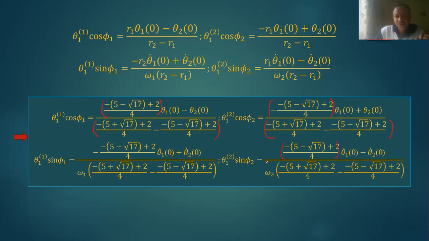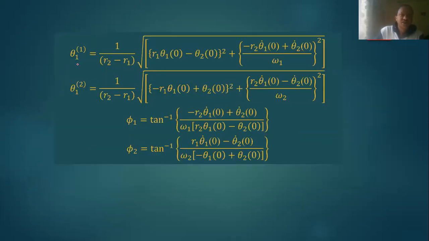Because it is a vibration course, it needs a lot of patience to follow each of these things. So implementing these initial conditions, finally we can get θ1 of 1, θ1 of 2, φ1, φ2, like this. These are the solutions of this equation.